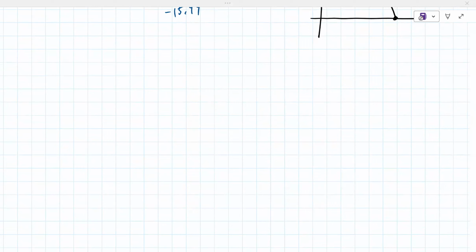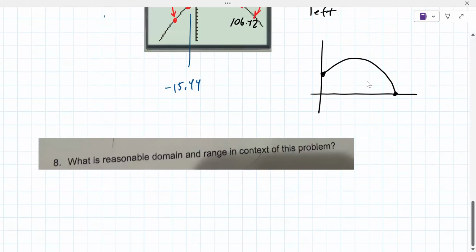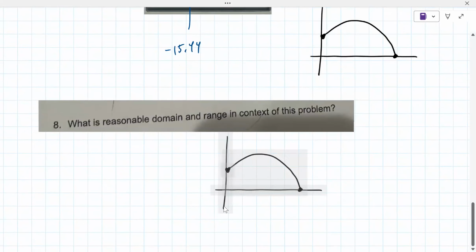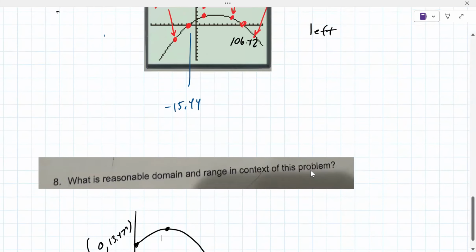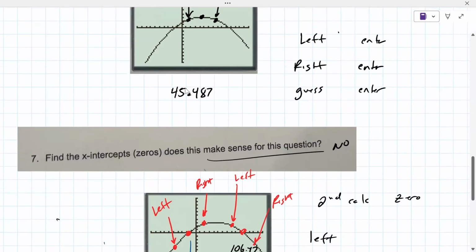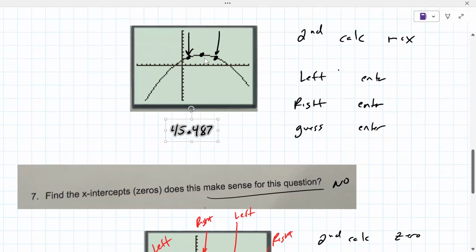So I've kind of alluded to it in that graph there. The domain and range that makes sense is based on these points here. This is 0, 13.479. This is 106, 0. And this point up here, we didn't get the y value for it. I should have had you get the y value for it. Can you do that real quick? The vertex y value.